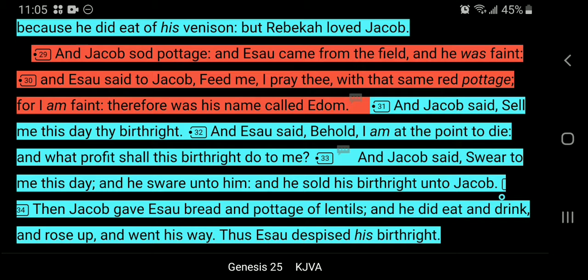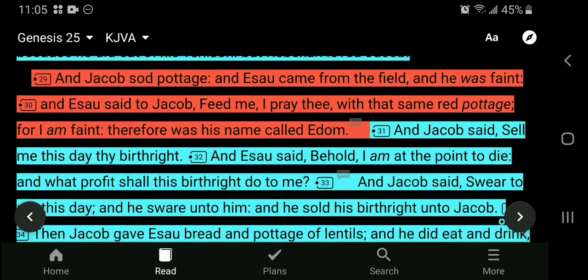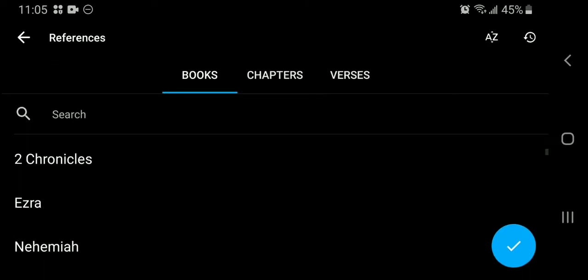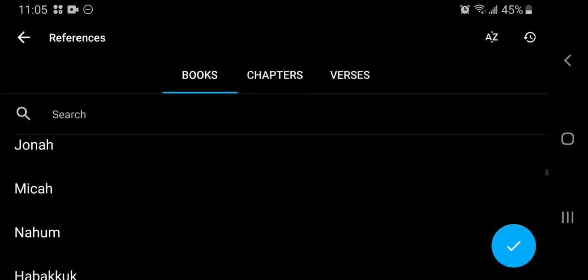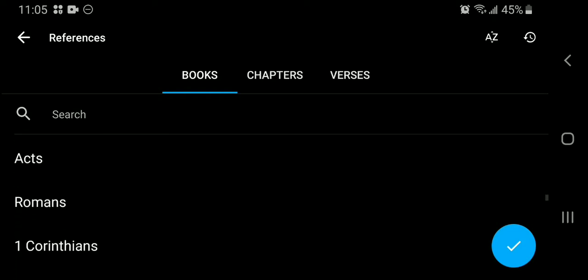You see? Verse 33. And Jacob said, swear me this day. And he swore to him, and he sold his birthright unto Jacob. Dumbass. Then Jacob gave Esau bread and pottage and lentils, and he did eat and drink, and rose up and went his way. Thus Esau despised his birthright. Yeah, what a dumbass. Now let's go to the New Testament. This still plays a part even to this day, heavily.